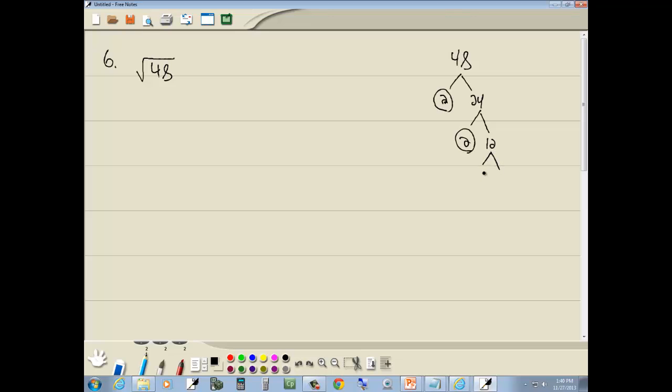Still on my first prime, 2. It's also divisible by 2. 2 times 6. 2's prime, so we circle it. And 6 is divisible by 2. 2 times 3. And both those are primes, so we circle them. So we got four 2s and one 3.